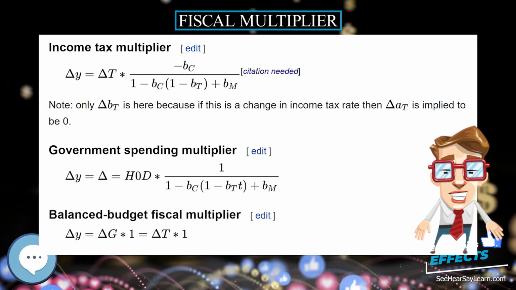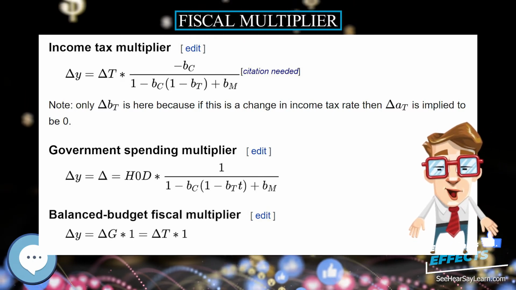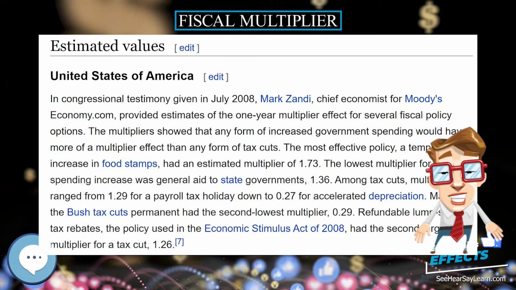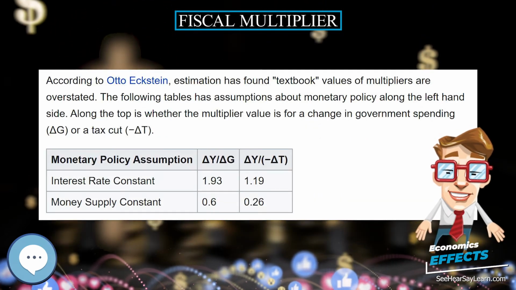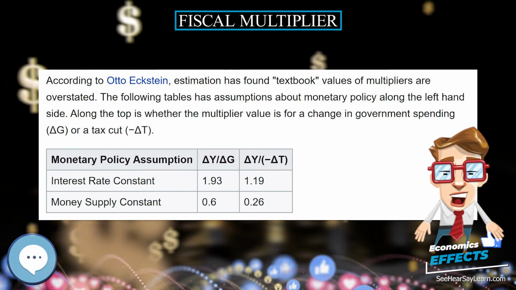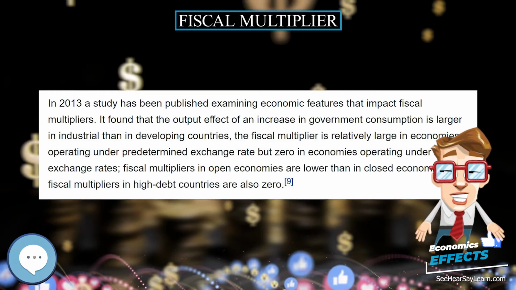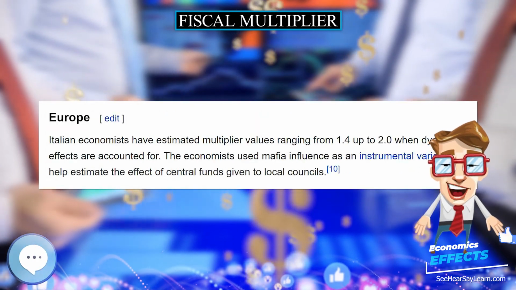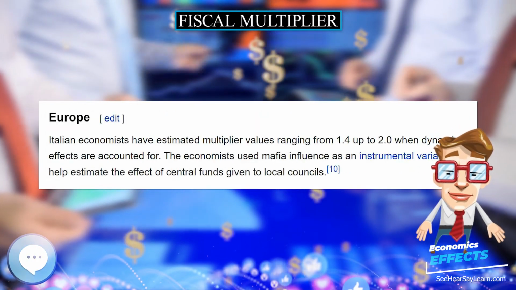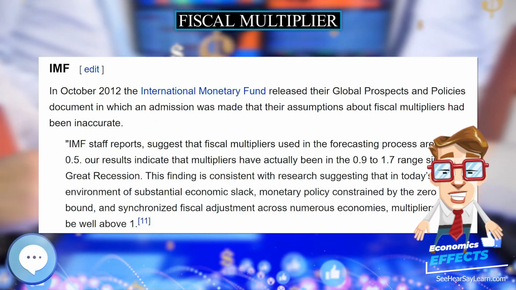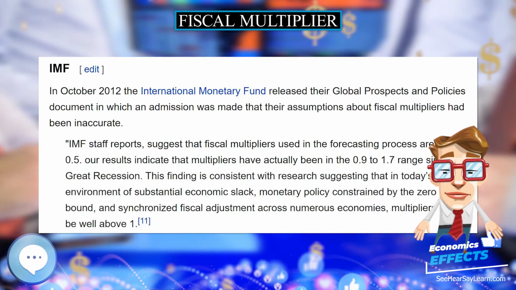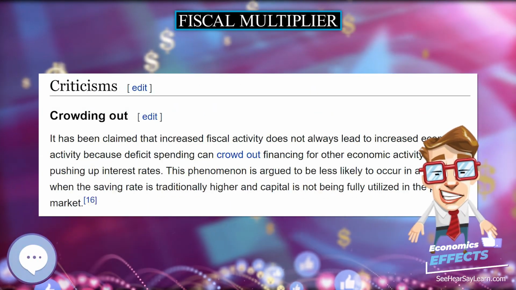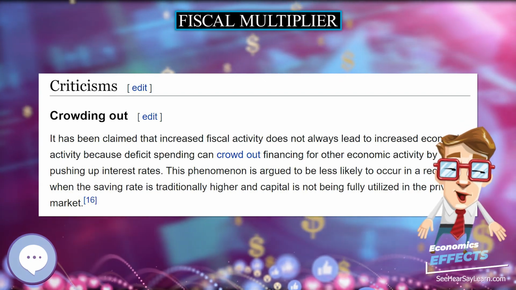The economists used mafia influence as an instrumental variable to help estimate the effect of central funds given to local councils. IMF. In October 2012 the International Monetary Fund released their Global Prospects and Policies document, in which an admission was made that their assumptions about fiscal multipliers had been inaccurate. This admission has serious implications for economies such as the UK, where the OBR used the IMF's assumptions in their economic forecasts about the consequences of the government's austerity policies.